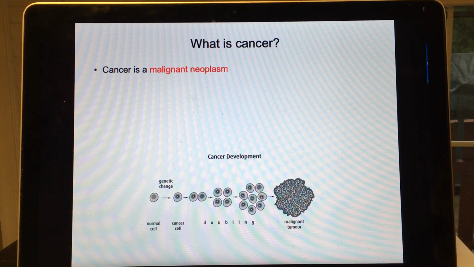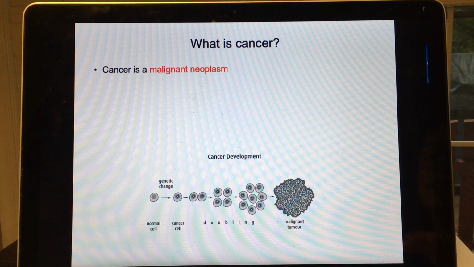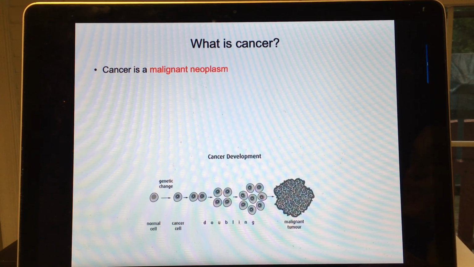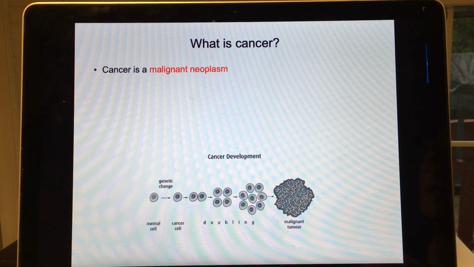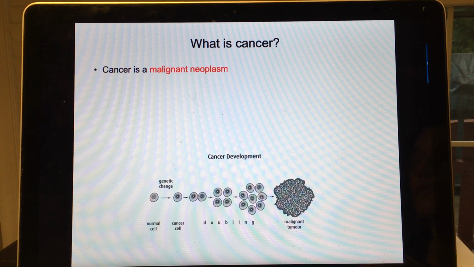So another name for cancer is a malignant neoplasm. We wanted to include that because you come across it a lot when you're doing research for your project. And so if you see that and you're wondering what it is, it's just a fancier, more scientific way of referring to cancer.